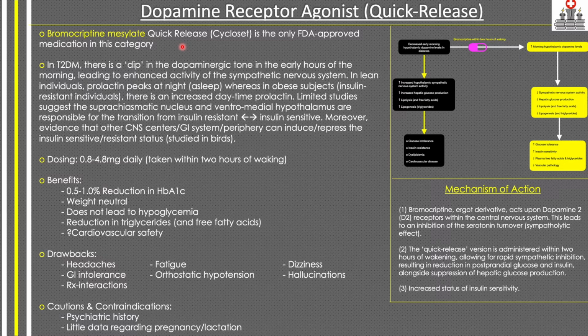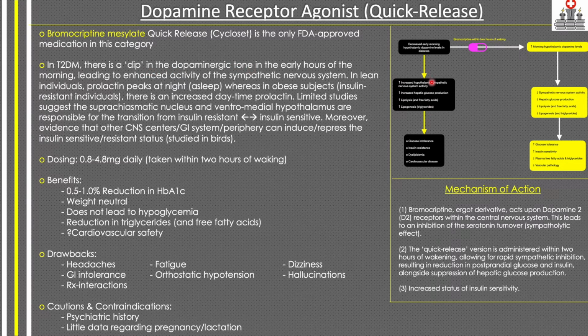So we need to consider the findings that in type 2 diabetes mellitus, there appears to be a decrease in the dopaminergic tone in the early hours of the morning. We know that dopamine is responsible for blocking the increase in prolactin. So when there's a decrease in the dopaminergic tone, we see an increase in the prolactin levels, which appears to lead to an enhanced sympathetic activation. And it's important to note, in lean individuals, so non-insulin resistant, prolactin appears to peak at nighttime, not during the daytime. But in obese subjects, it appears the opposite. In obese subjects who are insulin resistant, there's increased daytime prolactin, as we stated, from the decrease in dopaminergic tone.